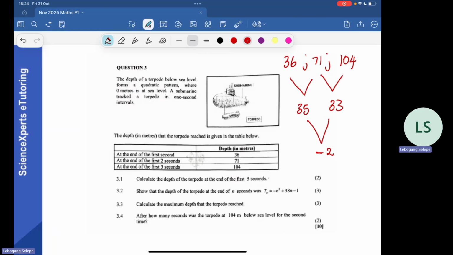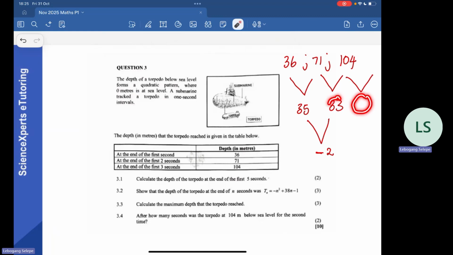So let's take a look at the first question. They say that we should calculate the depth of the torpedo at the end of the first 5 seconds. So you know that this 31 is at the end of the first second, second, third second. So fourth second, what would be the depth at the end of the fourth second? We know that this value here minus 33 would give us a negative 2. So which value do I minus 33 and I would get negative 2? It's 31. So the value here needs to be 31.